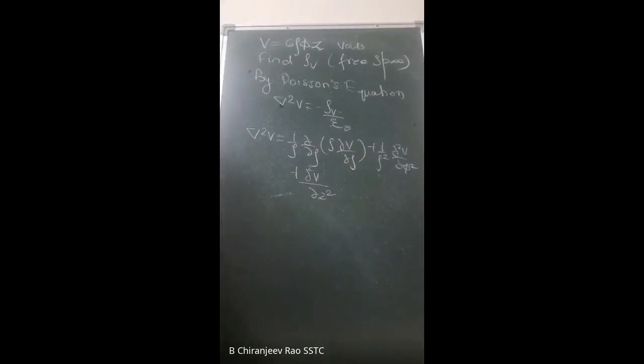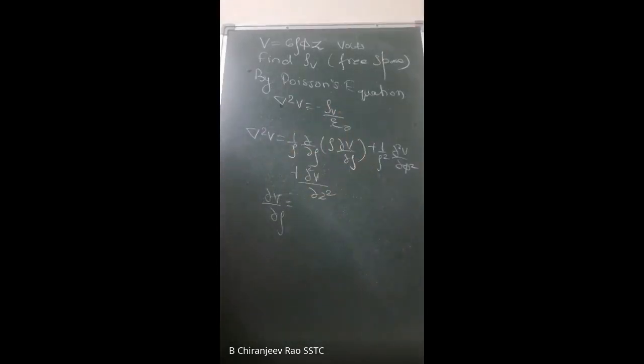Okay, so instead of solving, don't put V here directly. Solve first like this, del V by del rho, so this will become easier. Then multiply by rho, then again differentiate partially with respect to rho, and then divide it by rho. Okay, so you will get the value easily. If you substitute V directly here, there will be some mess.